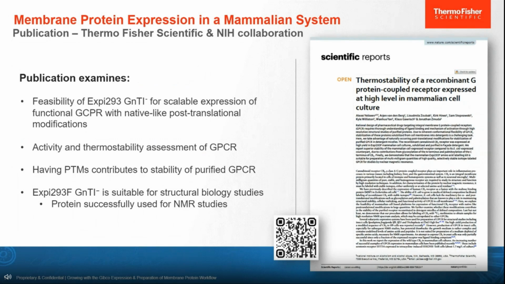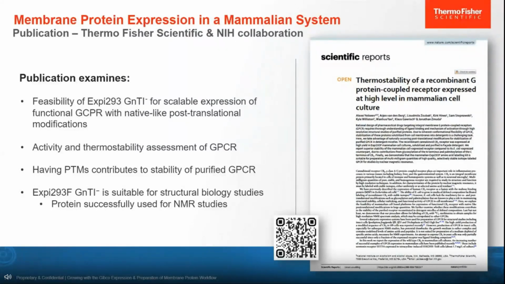Next, let's go over some work done in collaboration with a research group at NIH. This publication serves as a sort of case study to showcase the benefits and feasibility of expressing a functional GPCR to be used in NMR studies in a mammalian system, namely the XP293 and GNT1- systems. Here in this study, they assessed protein activity and thermostability.